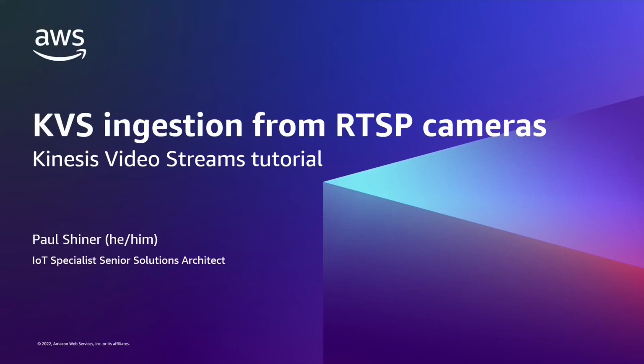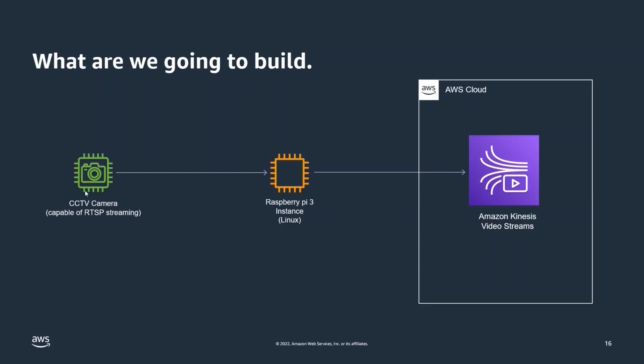In this video tutorial, I'm going to run through how to connect a camera with an RTSP feed to a local Raspberry Pi device and then push that feed up to Kinesis Video Streams for consumption. We'll start with this simple diagram showing what we're going to build.